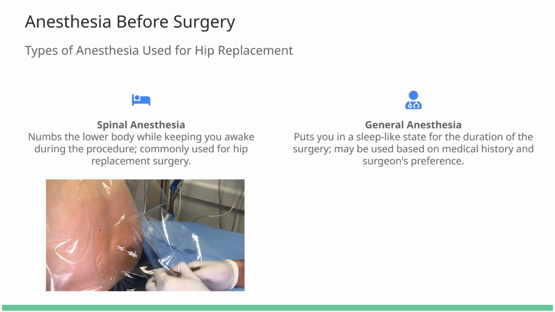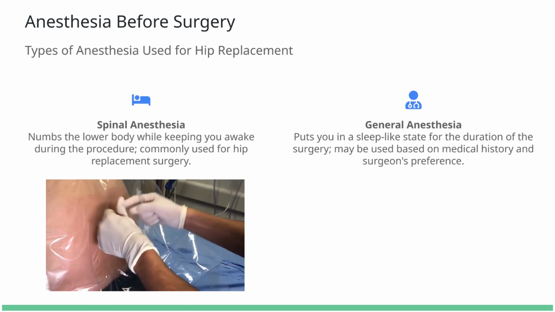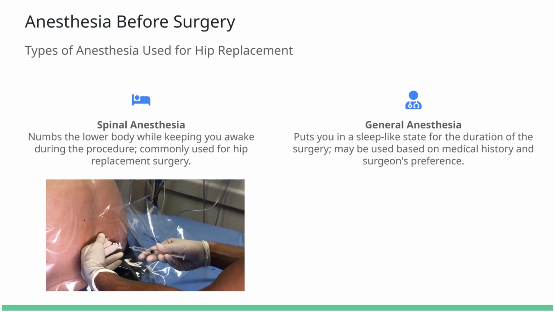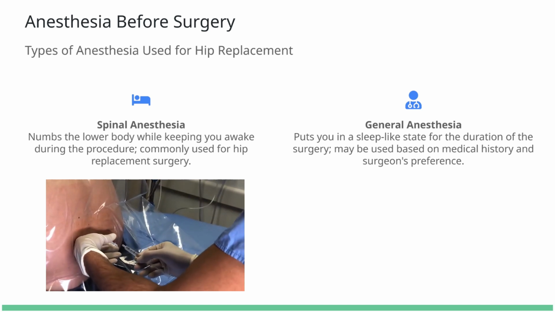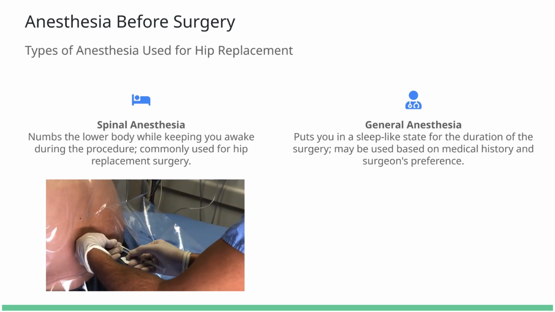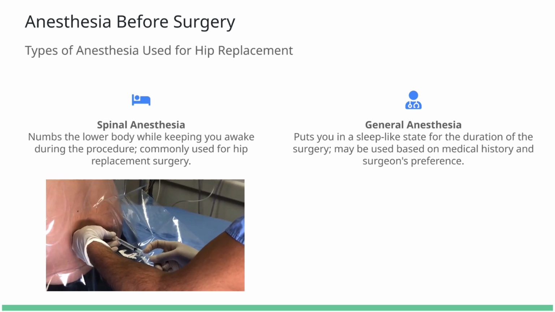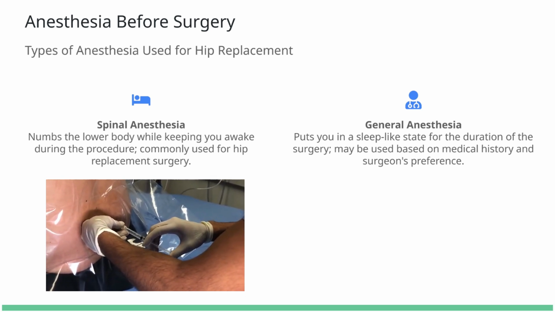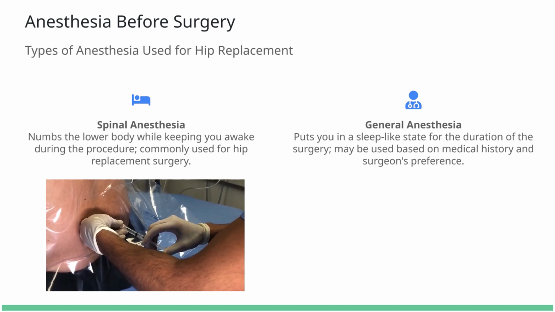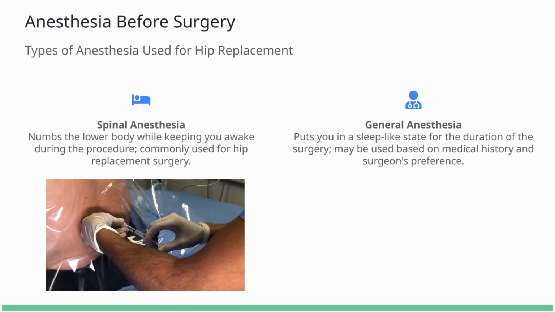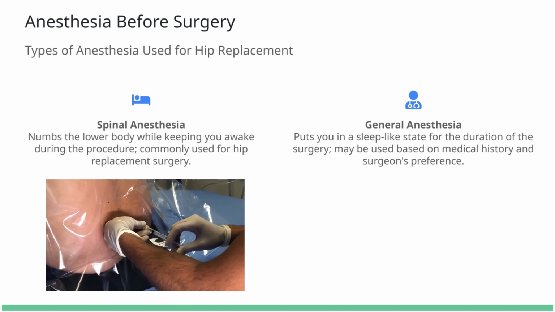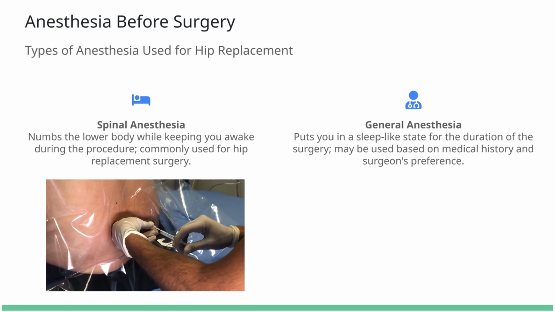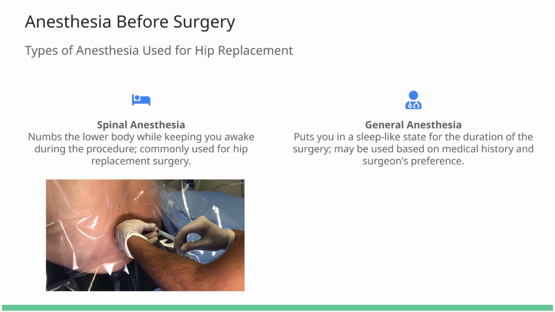Before your hip replacement surgery, you will be administered anesthesia to ensure you remain comfortable and pain-free throughout the procedure. Two types of anesthesia are commonly used. Spinal anesthesia numbs the lower part of your body while keeping you awake, allowing you to be alert but pain-free. General anesthesia, on the other hand, will put you in a sleep-like state, unconscious for the duration of the surgery. The choice between these methods will depend on your medical history, your preferences, and your surgeon's recommendations.